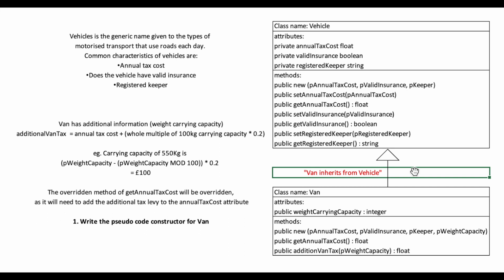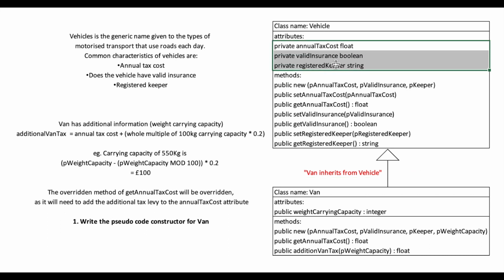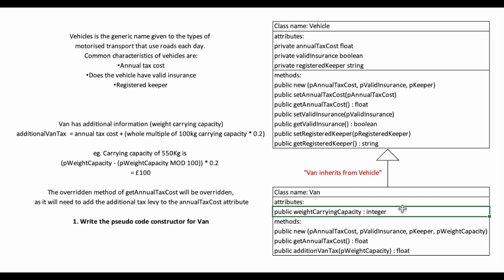So in total, the van will have 4 attributes. It will have the 3 inherited attributes of the vehicle, annual tax cost, valid insurance and registered keeper, as well as the weight carrying capacity attribute. So 4 attributes in total.